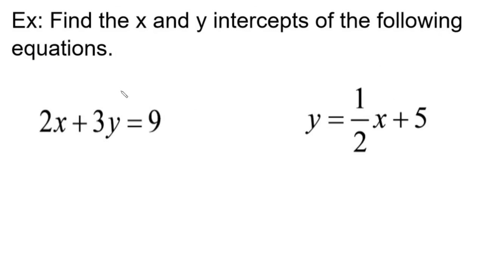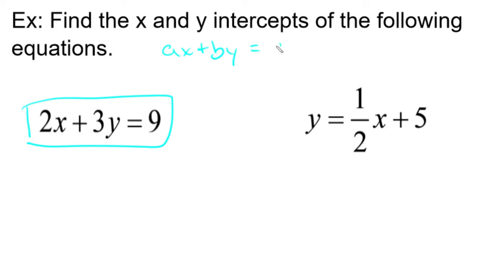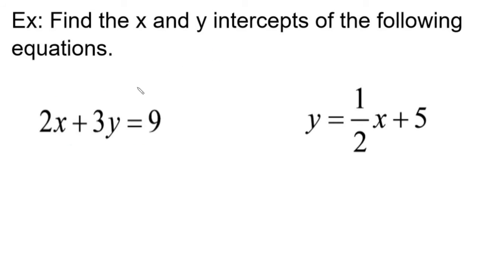So let's go ahead and try these. And something I want to point out, this is standard form. Standard form is ax plus by equals c, where your x and your y are together and it equals one number. Okay, that is standard form. Anyway, that aside, to find the x-intercept, you plug in 0 for y and solve for x. To find the y-intercept, you plug in 0 for x and solve for y.